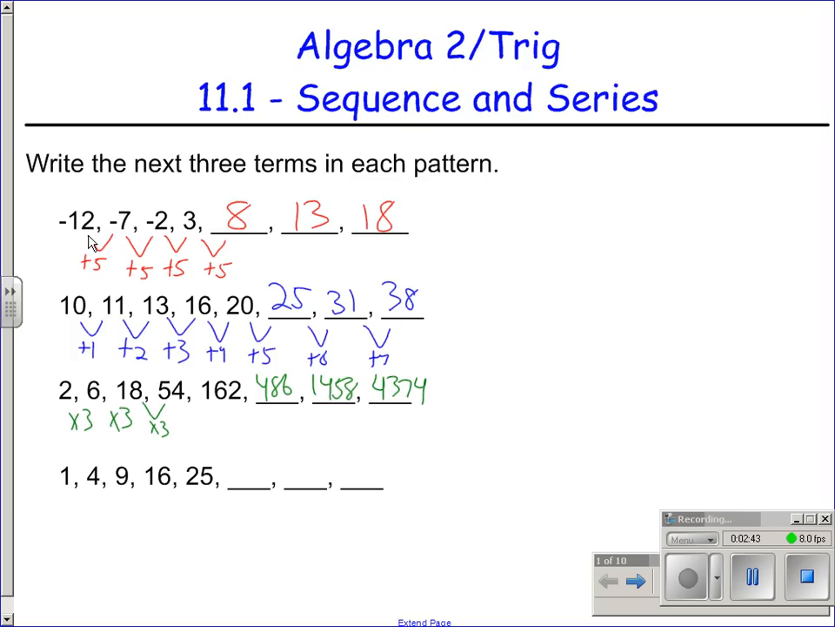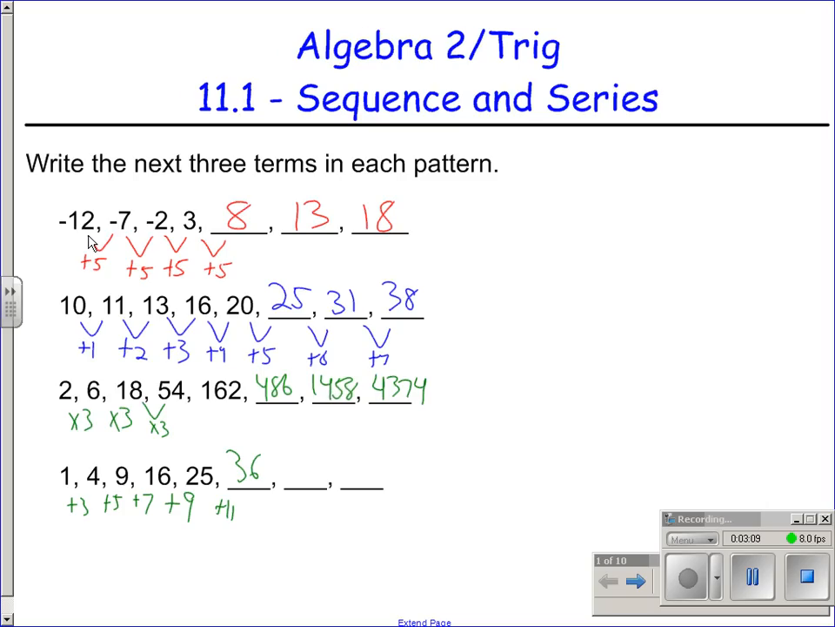For the next one, you could add 3, add 5, add 7, add 9. There is definitely a pattern there. The next number should be plus 11, 36. Add 13, you would get 49. There's a different pattern for this as well. So we've got one pattern, but this one works a couple of different ways.